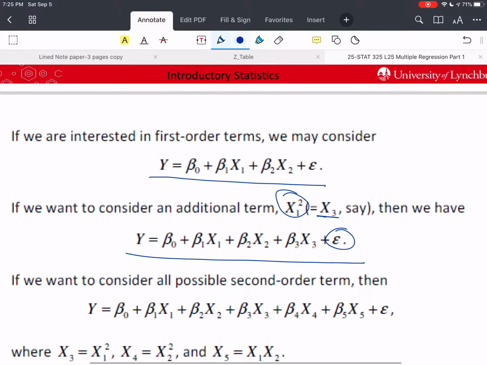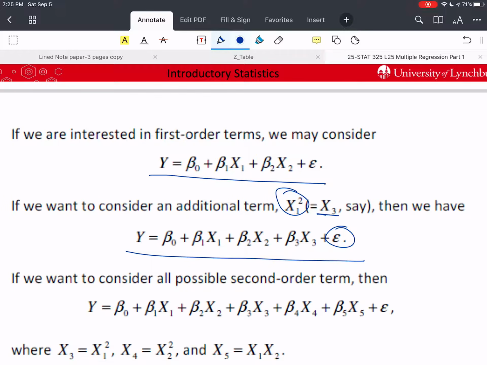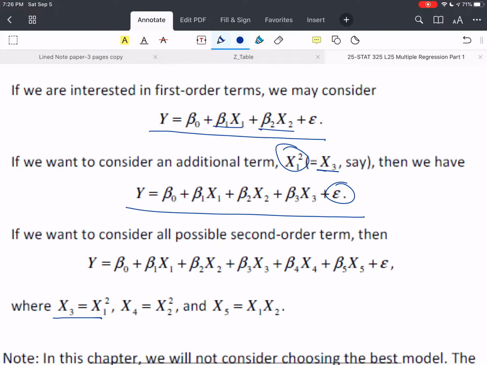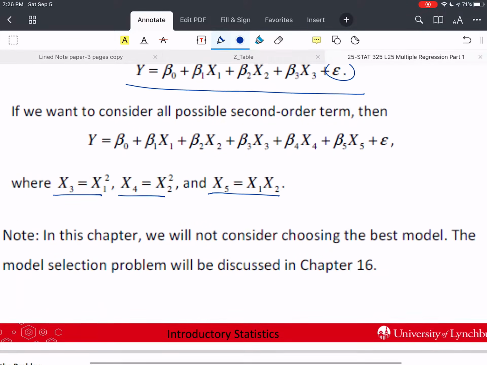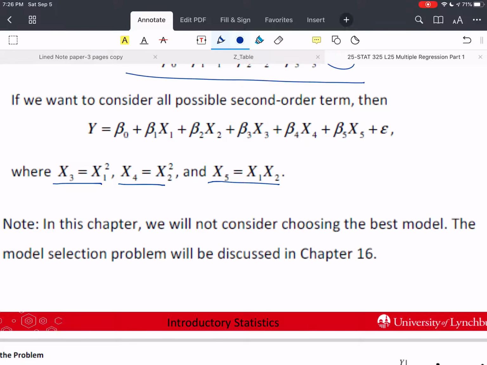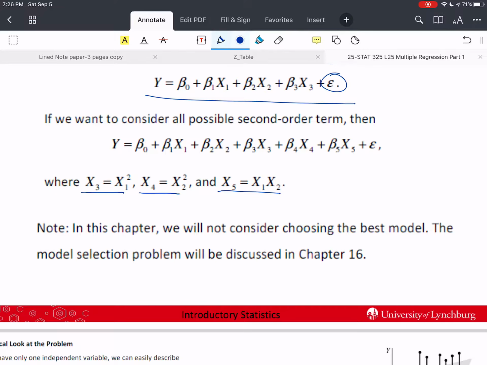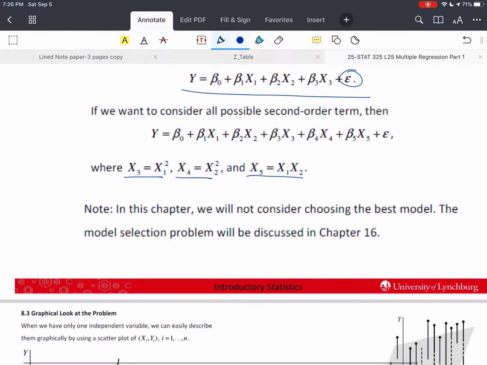And again, if we want to consider all the possible second order terms, that means if we have x1 and x2, we need x1 squared and x2 squared. And then we could also have x1 times x2. So here we've let x3 be x1 squared, x4 be x2 squared, and x5 be x1 x2. We don't consider choosing the best model in this chapter. We'll wait till chapter 16 to do that and do it formally.